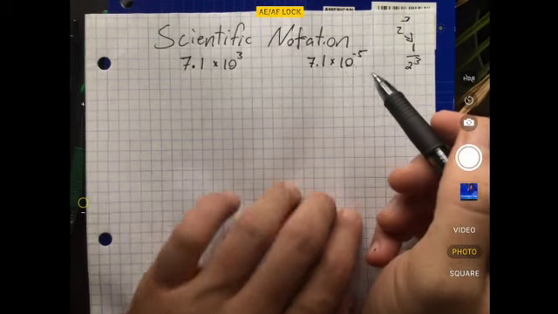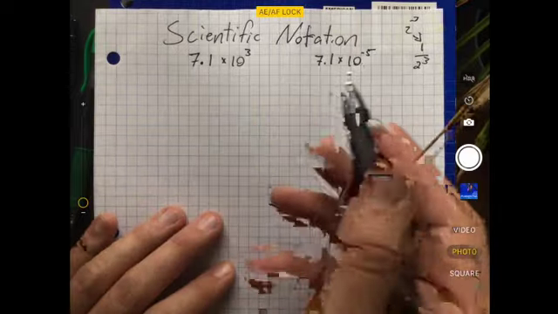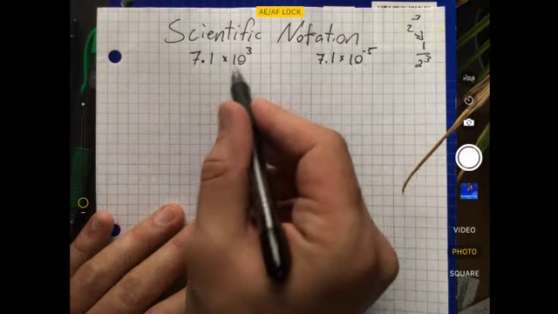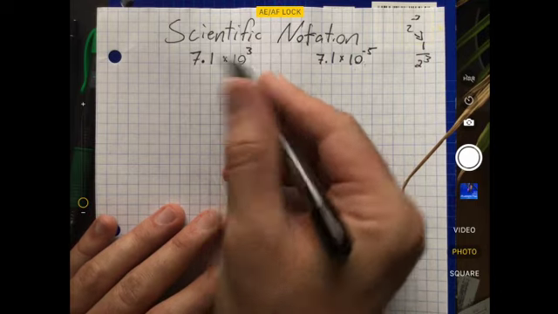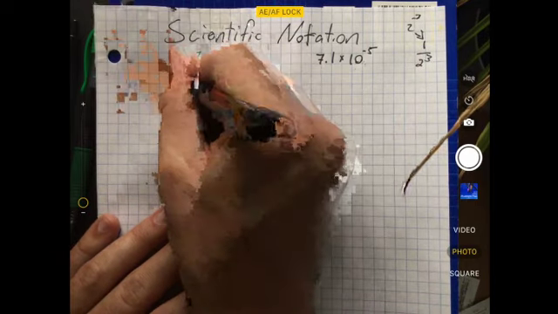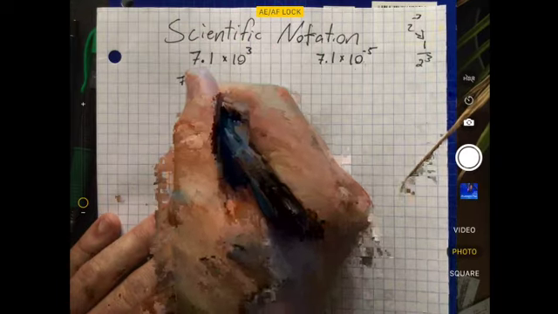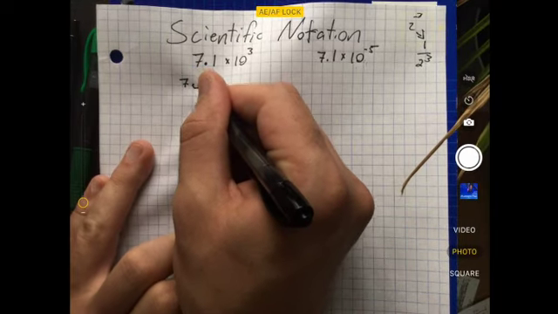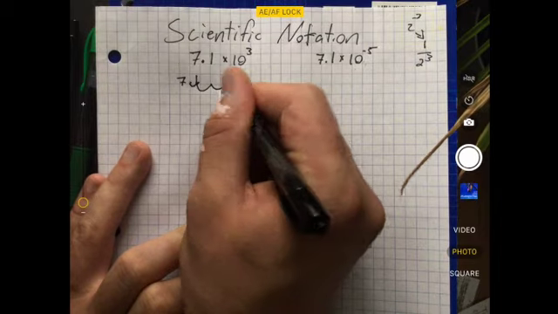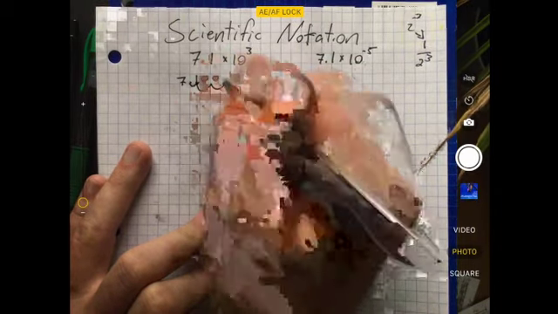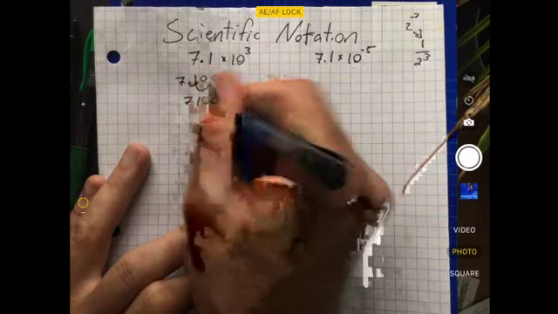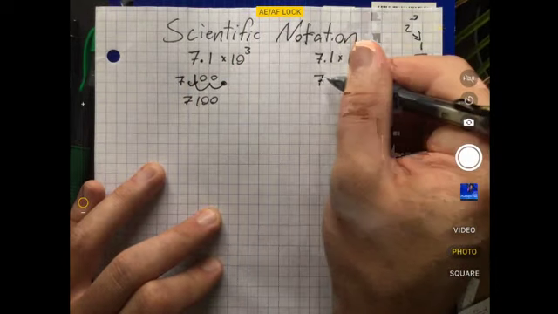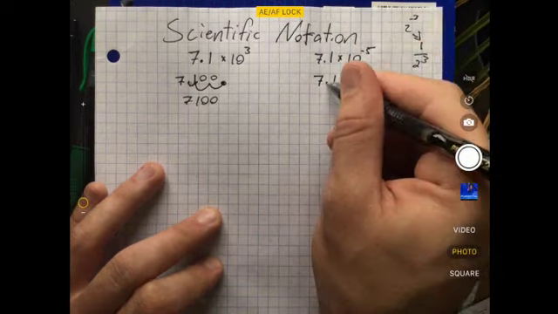So if you want to write out the full number, you can. This is going to go 3 places. So I'm going to write my 7.1, and then I'm going to move it 3 places. 1, 2, 3, and I'm going to put the dot right there and fill it in with zeros. This number is 7,100. Whereas this, I do the same thing, but I move the dot in the other direction. 1, 2, 3, 4, 5, put my dot down, and then I fill in the gaps.